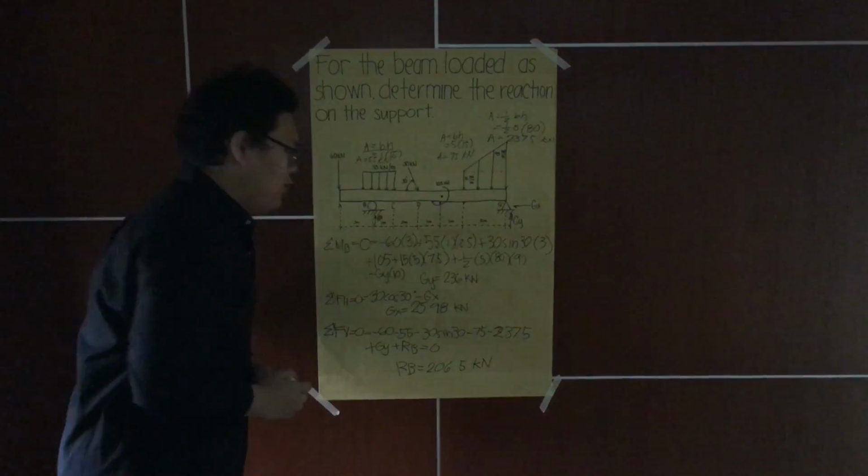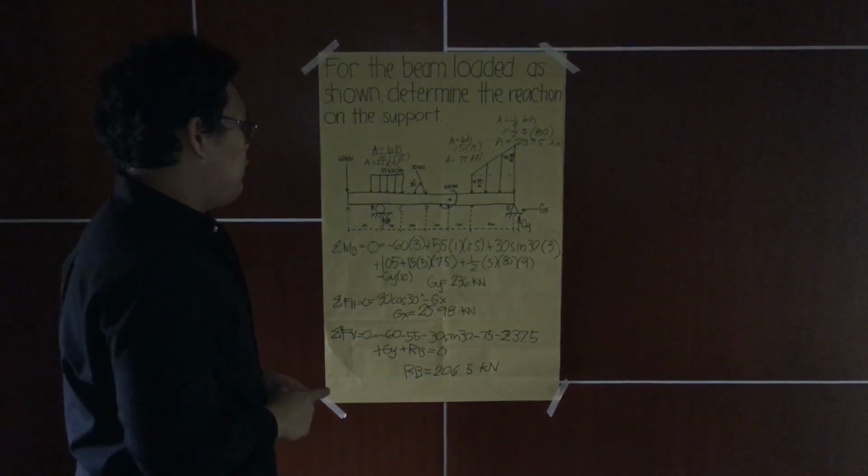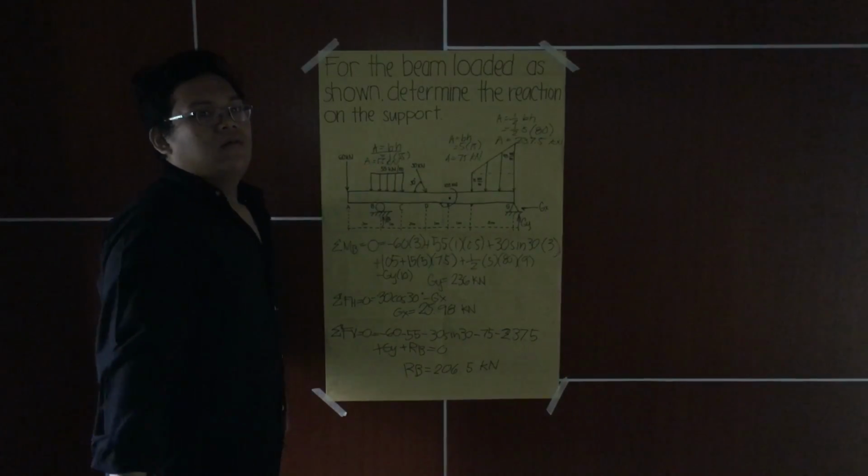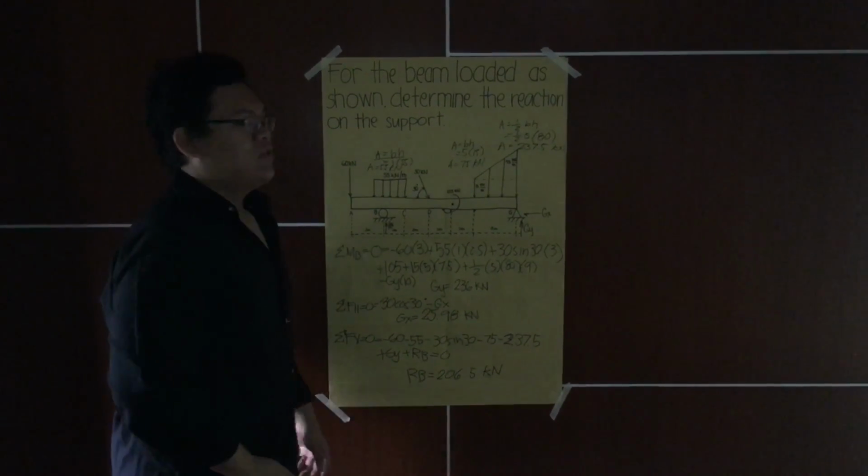And now the value for RB is 206.5. And now we are finished in determining the reactions on the support.